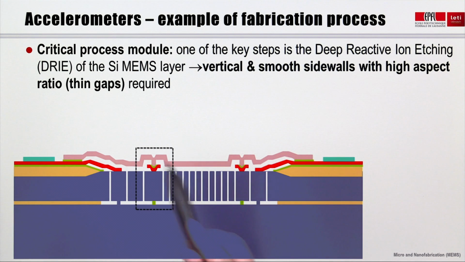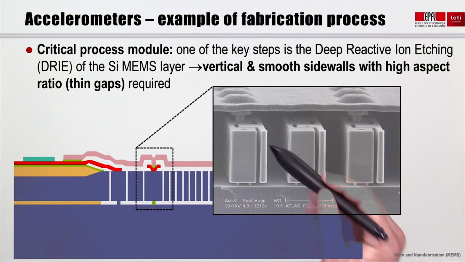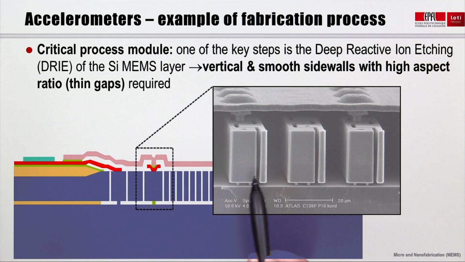Let's zoom on a particular area. This scanning electron microscope, abbreviated as SEM, image depicts a set of movable and fixed comb fingers. They feature all the necessary characteristics I mentioned. They have vertical and smooth sidewalls and small gaps.